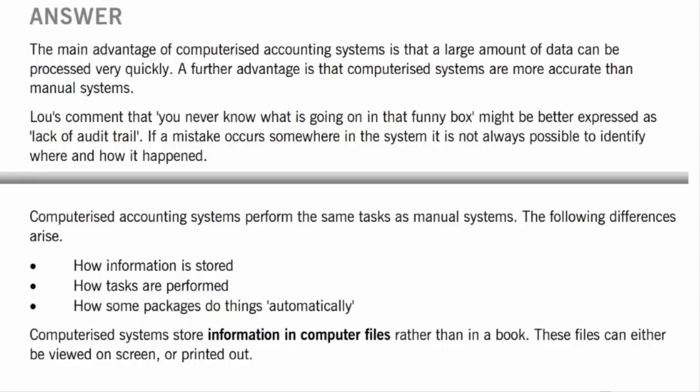Manual versus computerized. What's different? Even though manual and computer systems do the same tasks, they do them differently. Let me break it down. 1. How information is stored. Manual: on paper, in books. Computerized: in computer files, digital, and can be printed or seen on screen. 2. How tasks are done. Manual: you calculate, write, and file everything yourself. Computerized: you click through a system and it helps you complete the tasks. 3. Automation. Manual: nothing happens unless you do it. Computerized: the system can do some things automatically, like adding totals or updating balances.